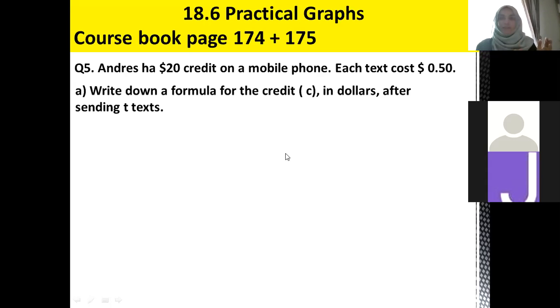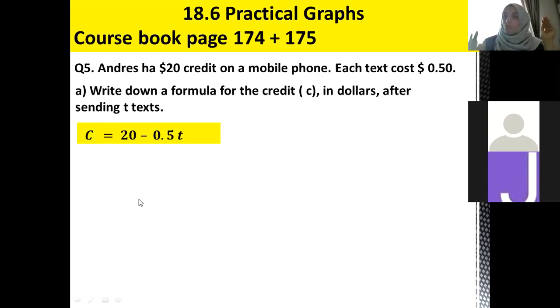So C equals 20 minus... t? No, minus 0.5 multiplied by t. Okay, good, Jawad. Now we have the $20. This is the total credit he has. Every time he sends a text message we multiply. For example, one text message means minus 0.5, 2 messages means minus $1, 3 messages means minus $1.5. So each time we are subtracting from the 20, which is the total credit he has. Understood, Jawad? Okay, thank you. You did a great job, by the way.